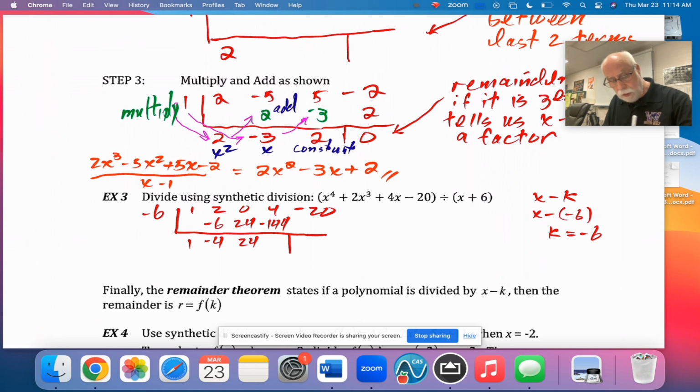And when I add those, it becomes negative 140. And then we have negative 6 times negative 140, which will give us 840. And we add negative 20 plus 840. That'll give us our remainder of 820. All right, so again, this is our remainder.